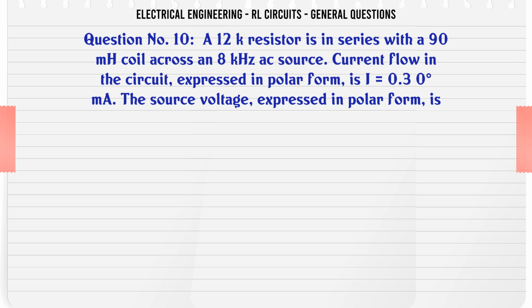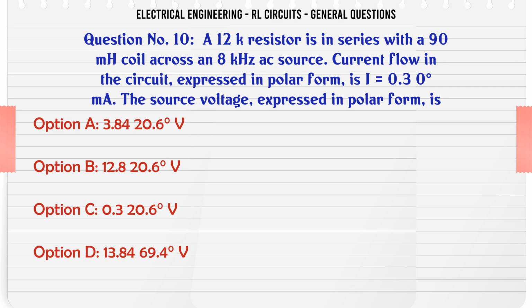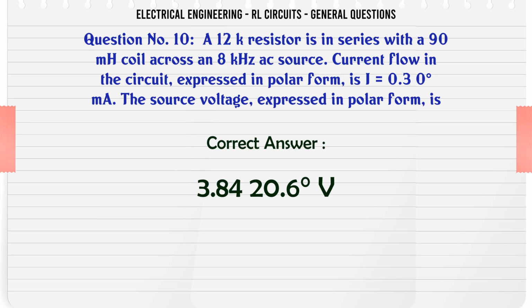A 12K resistor is in series with a 90 mH coil across an 8 kHz AC source. Current flow in the circuit expressed in polar form is I = 0.30 mA. The source voltage expressed in polar form is A. 3.84 ∠20.6° V, B. 12.8 ∠20.6° V, C. 0.3 ∠20.6° V, D. 13.84 ∠69.4° V. The correct answer is 3.84 ∠20.6° V.